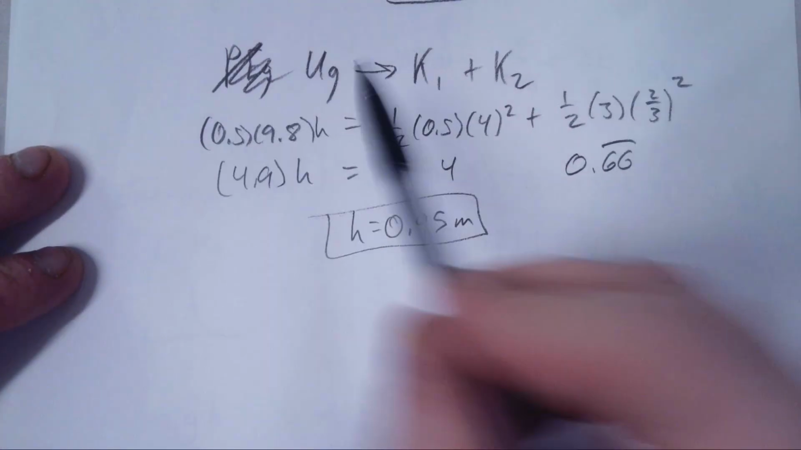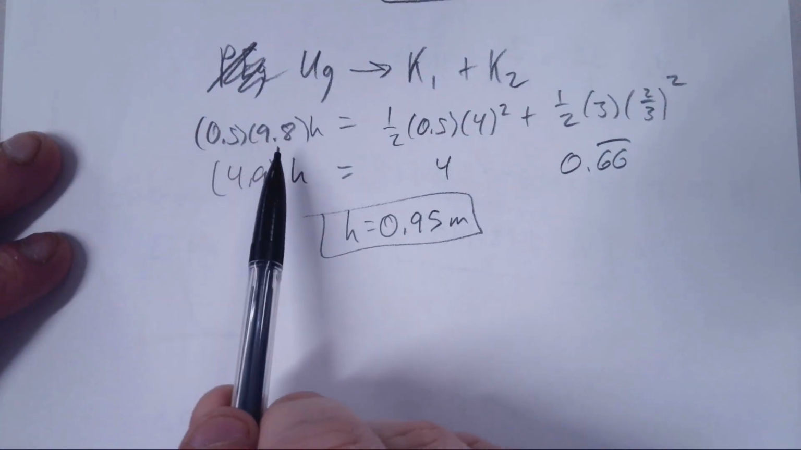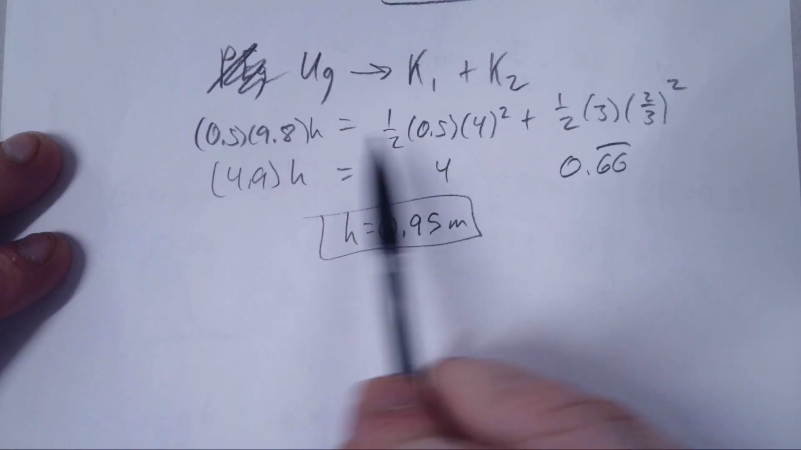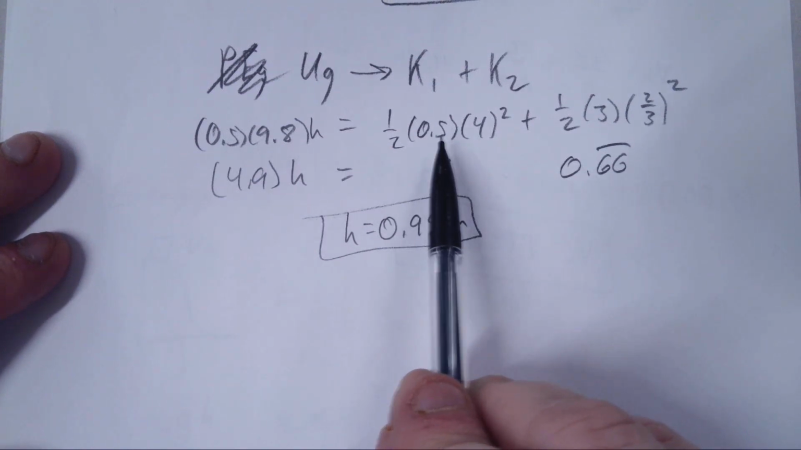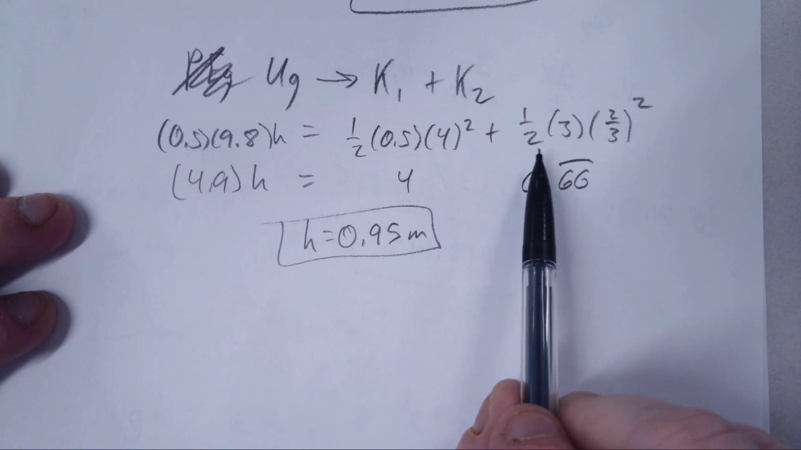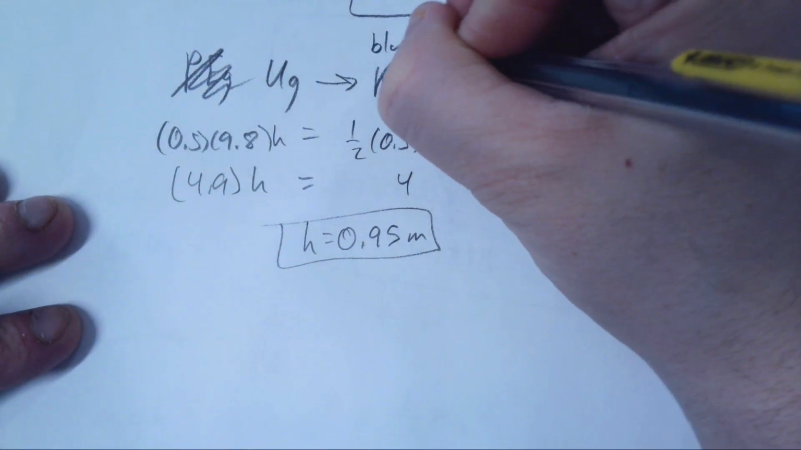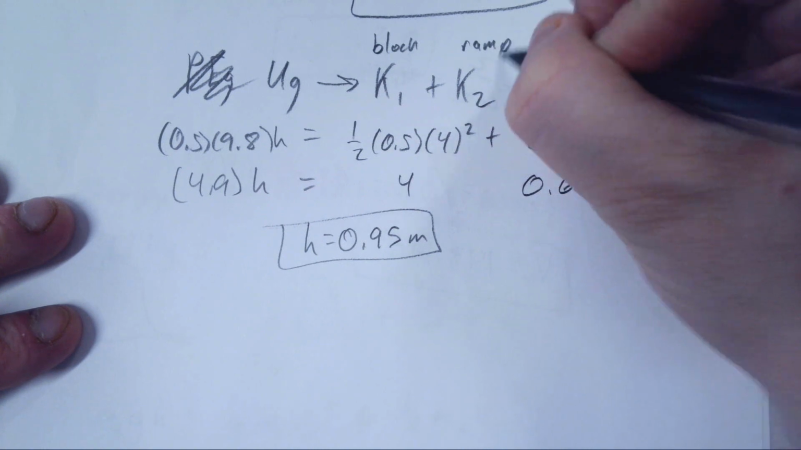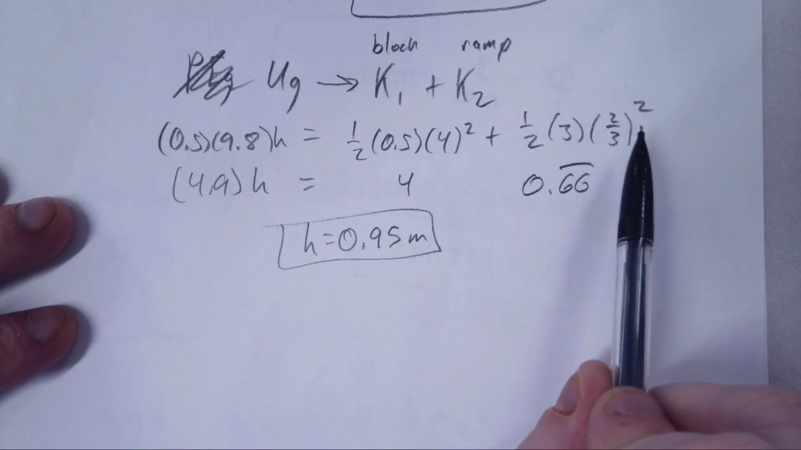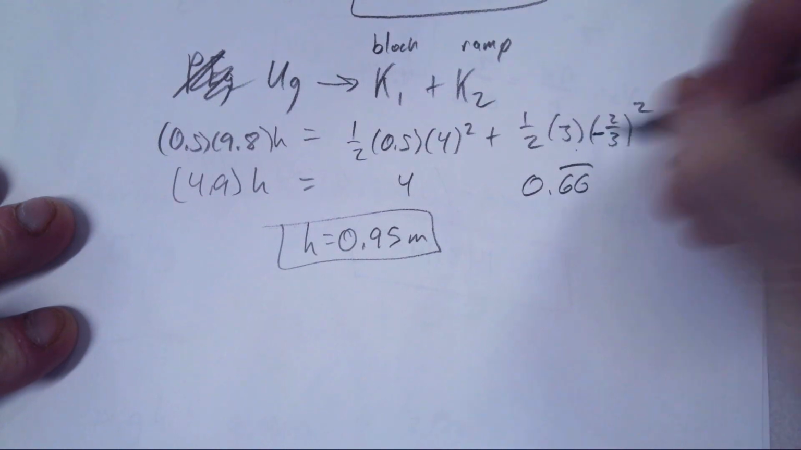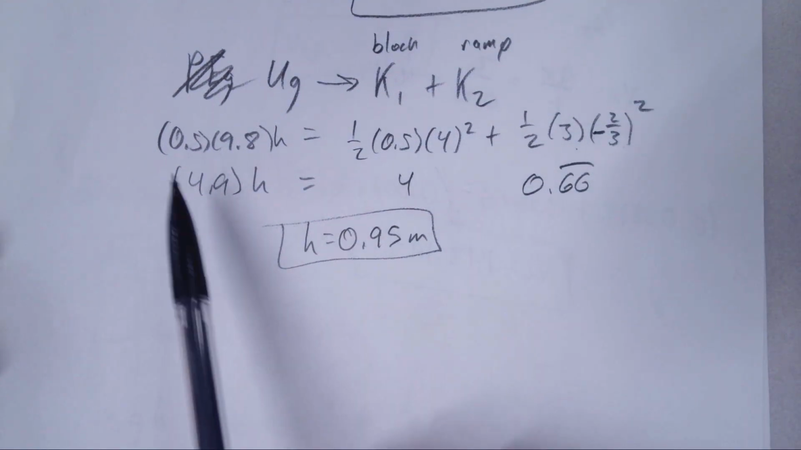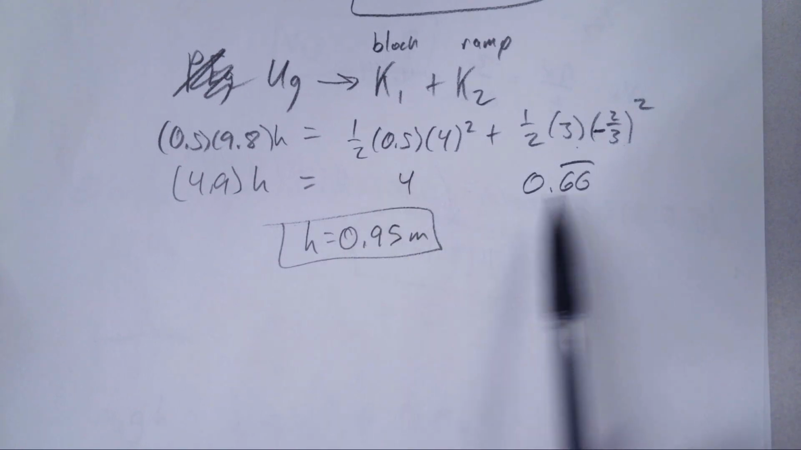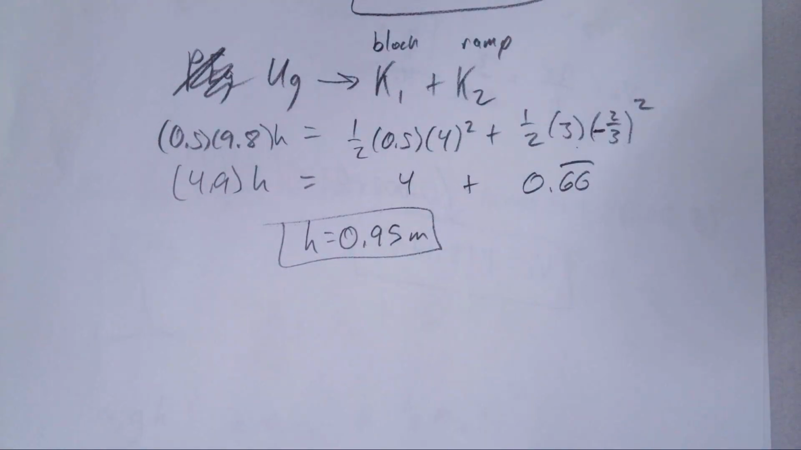On another paper, I already solved for this. So 0.5 of the block times 9.8 times H equals 1/2 the mass of the block times the velocity that they told us, 4, squared, plus 1/2 times the mass of the ramp times the velocity squared. We can put negative there, it's not going to matter when we cancel that out. Solve for that, 4.9 H equals 4 plus 0.66 repeating, and when we solve for H, we get 0.95 meters.